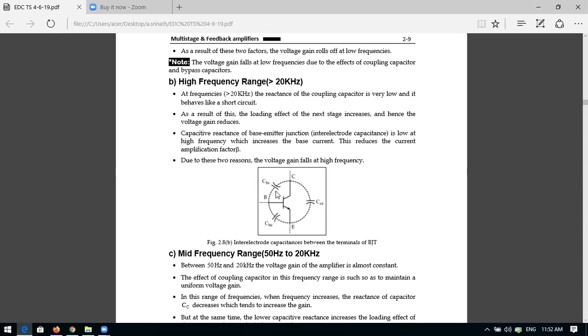Why do the junction capacitances come into picture? Because at the higher frequencies, the capacitor effect is more. As frequencies increase, inter-electrode capacitance plays a major role, so that will reduce the gain. Generally they do not appear physically. But whenever your frequency increases, it will increase more and more.